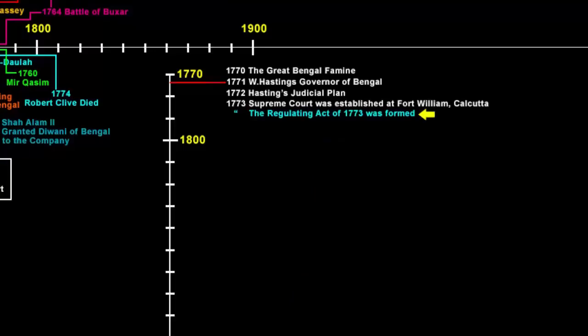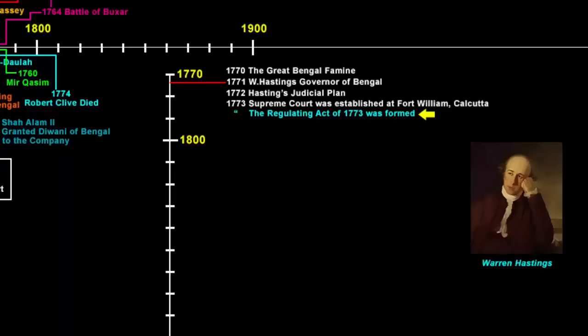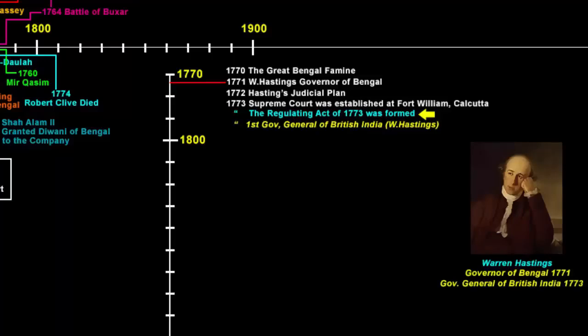Now, this act also laid the foundations for a centralized administration in India. That's how the Governor General position was created. Since Bengal was the most important presidency, Governor of Bengal Warren Hastings became the obvious choice for the Governor General position. That's how the Governor of Bengal Warren Hastings became the first Governor General of British India in 1773.